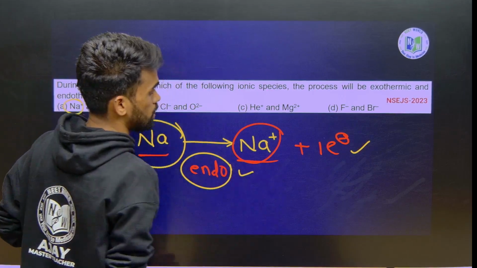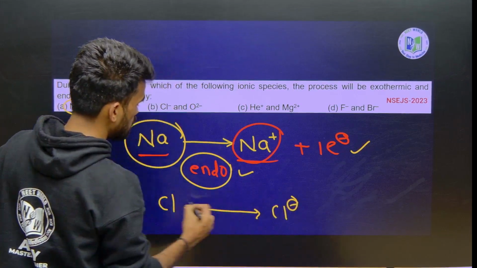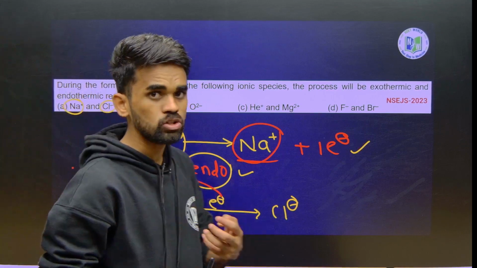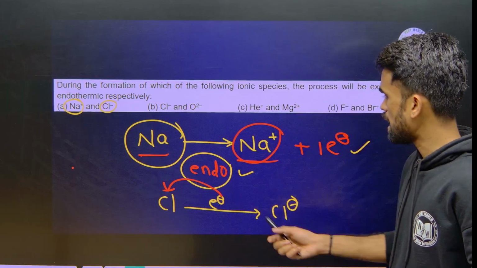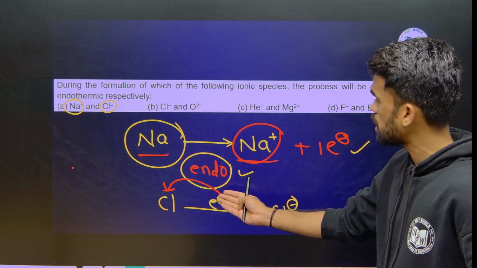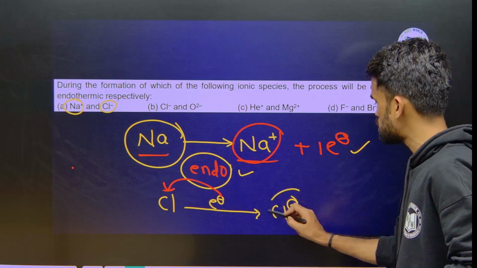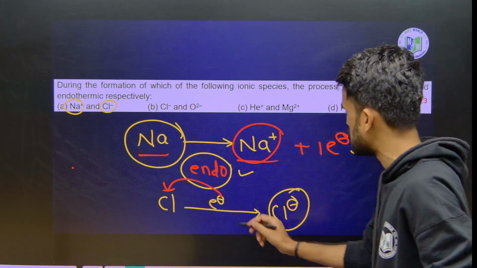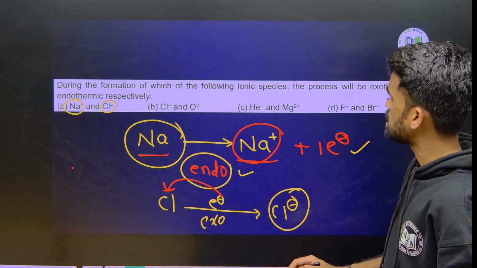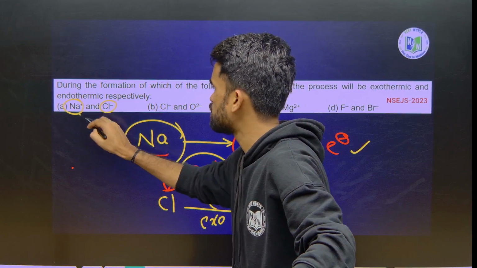So this is endothermic. And chloride ion formation: see, from chlorine atom, chloride ion is formed. So to this chlorine atom we are adding an electron. What is this process? Electron gain enthalpy. It means when an electron is gained by a neutral gaseous isolated atom, energy is released. So during this process some amount of energy is released, so I can say this is exothermic. They are saying the first one should be exothermic and the second one endothermic, but this is in reverse manner, so it is incorrect.